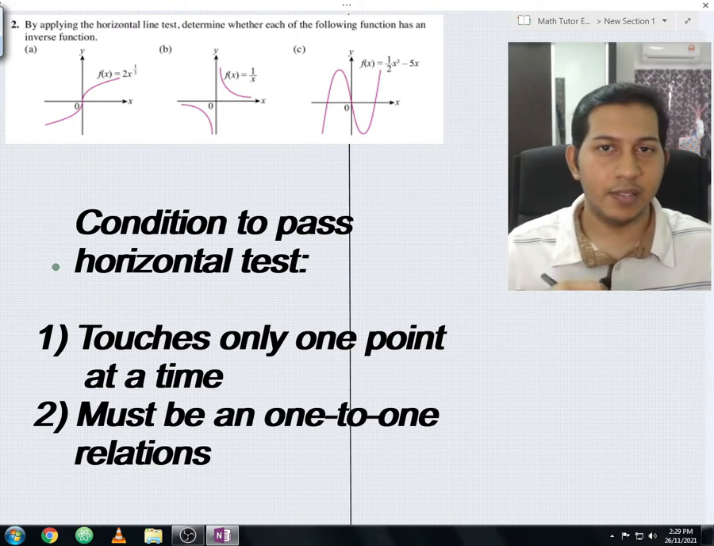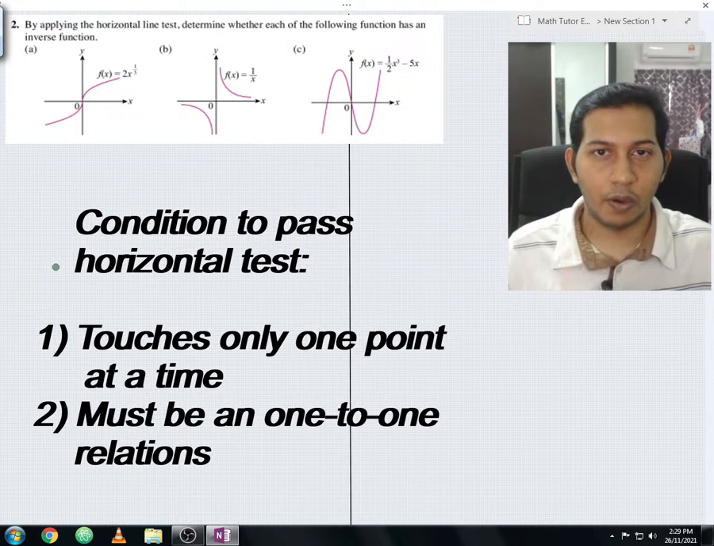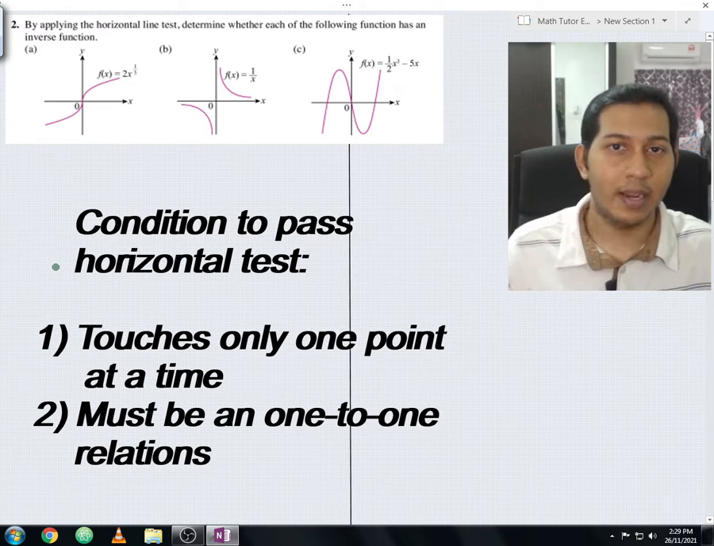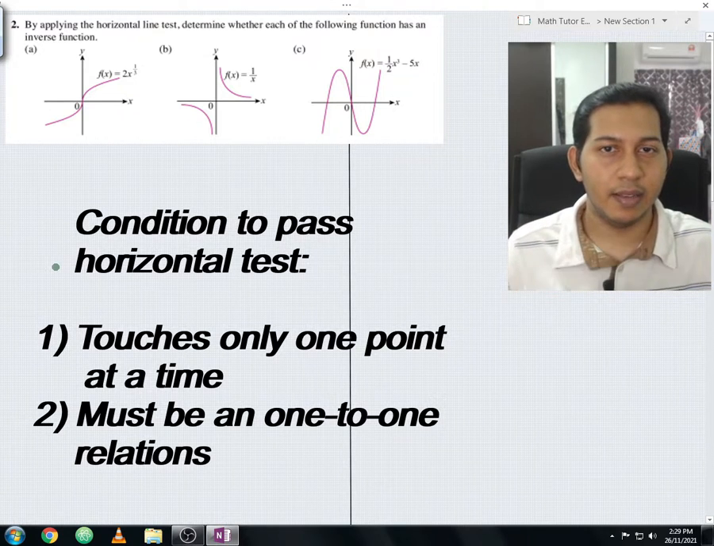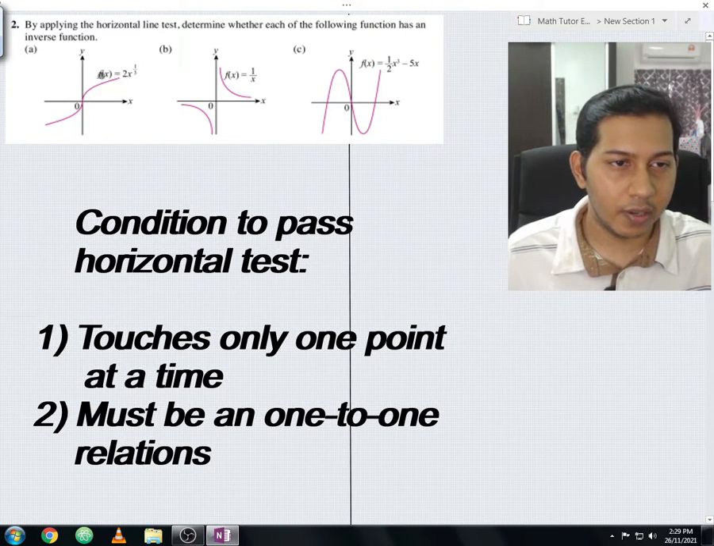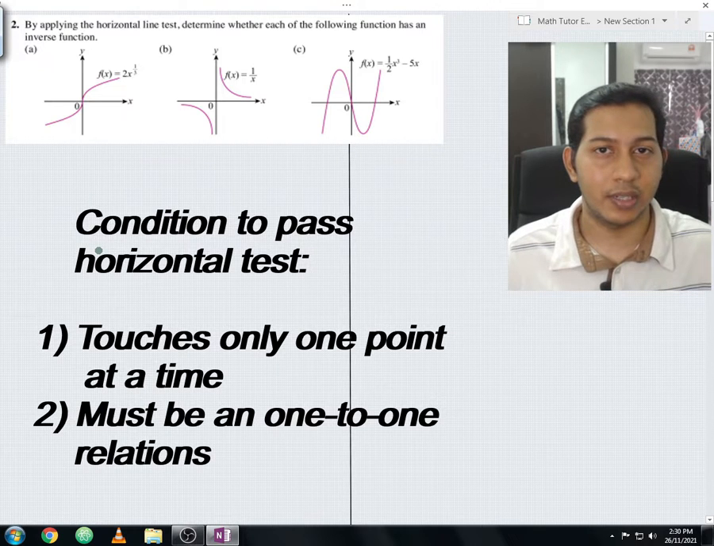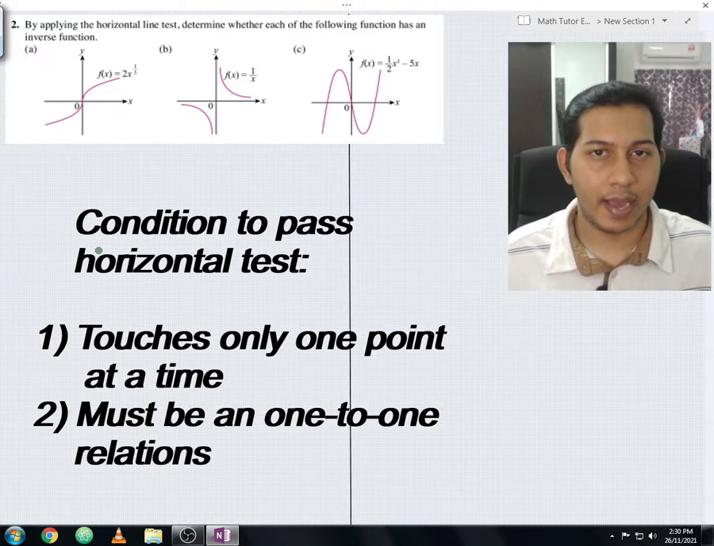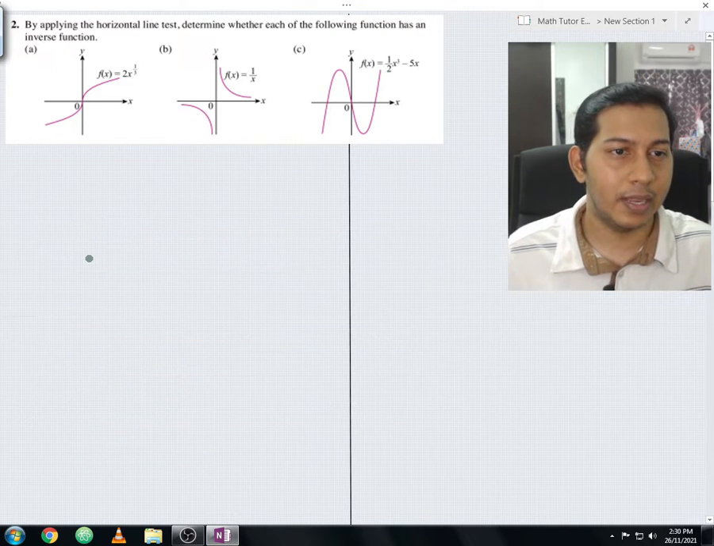Basically you must have two conditions. The first one is that the intersection between the horizontal line and the graph should be only one at a time. And the second is that the relation of the graph should be a one-to-one function. Okay, so enough with the explanation, let's move on to the exercise. Let us start with question part A.